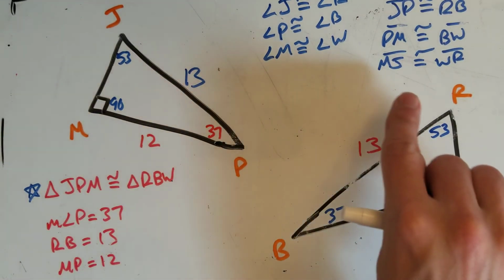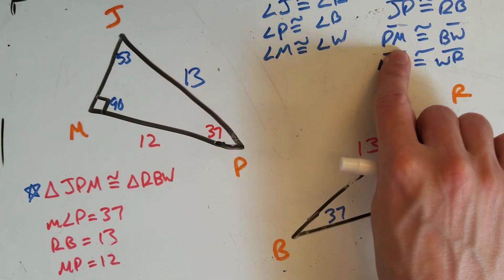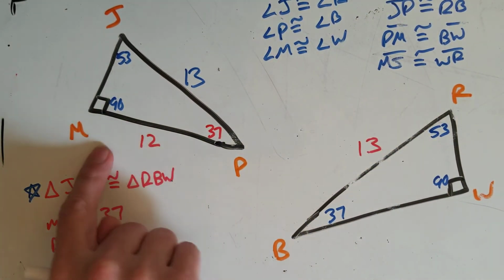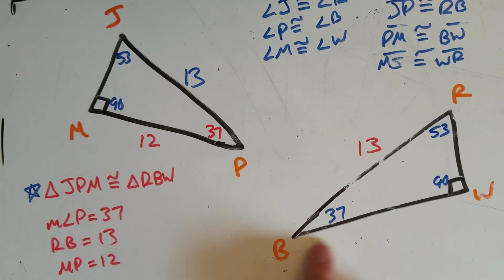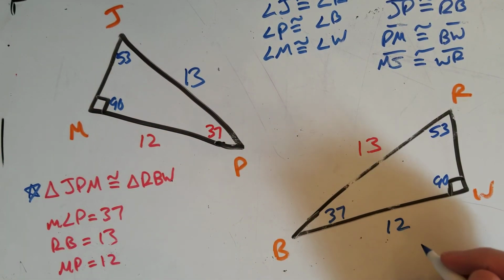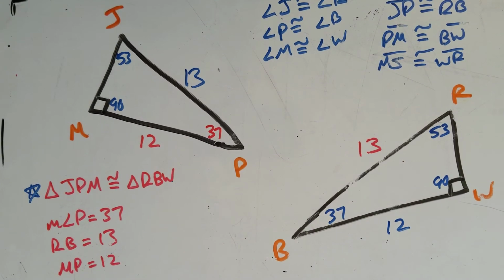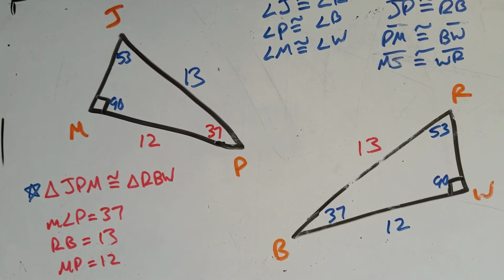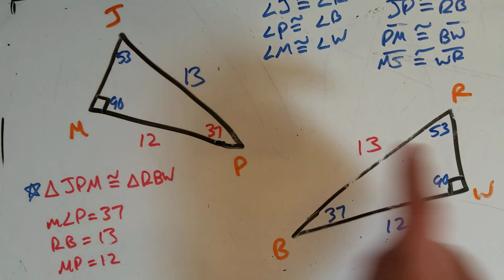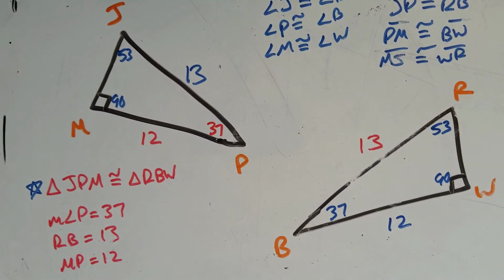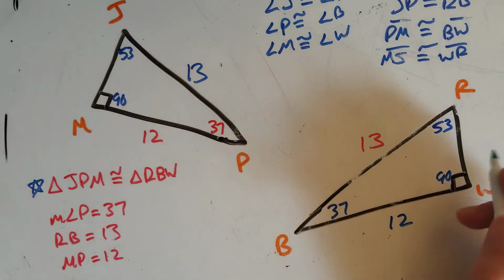Then we know, let's see, PM goes with BW. PM is 12 over here. So it goes with BW. So BW would also be 12. And our last part for this one, we have JM and RW. We're looking for one of those two. And we don't have either one.